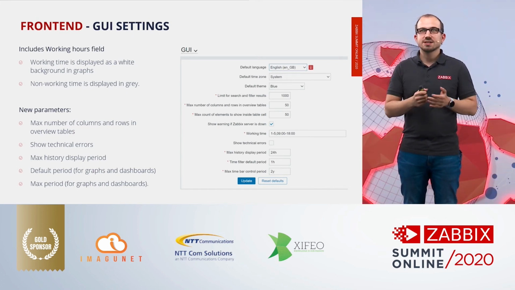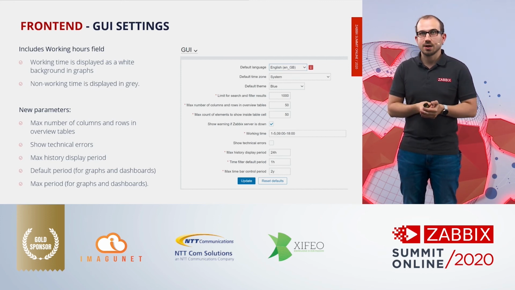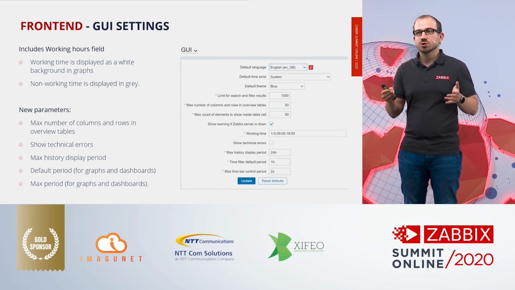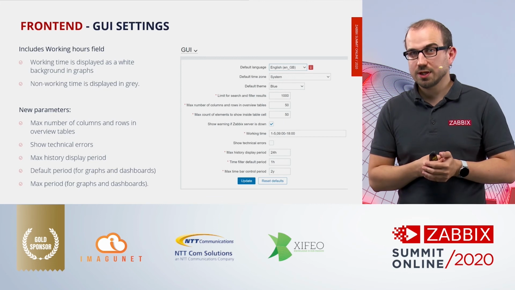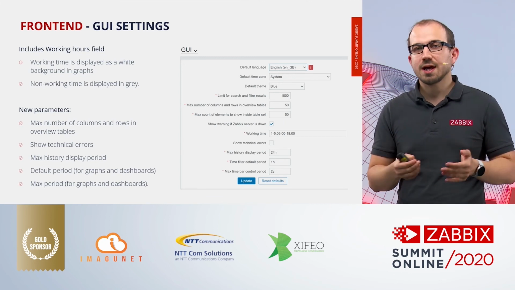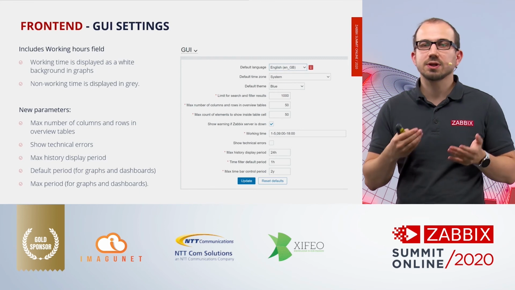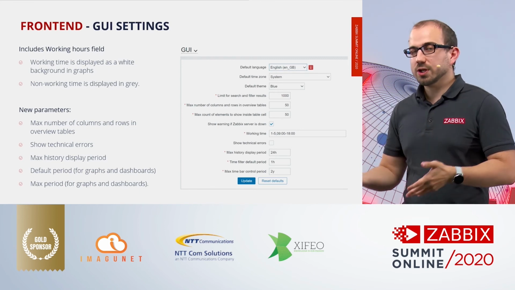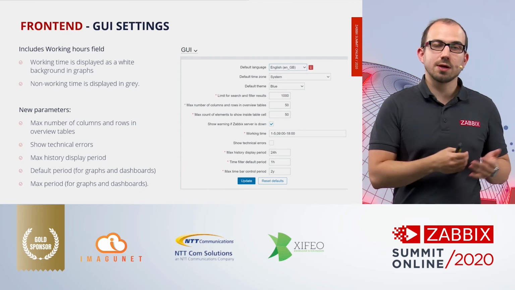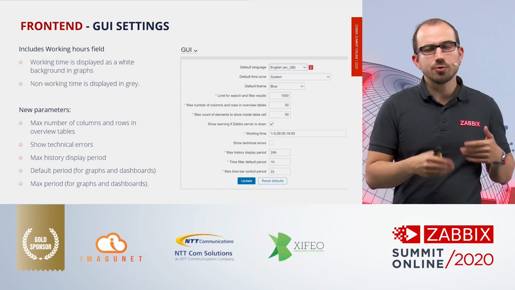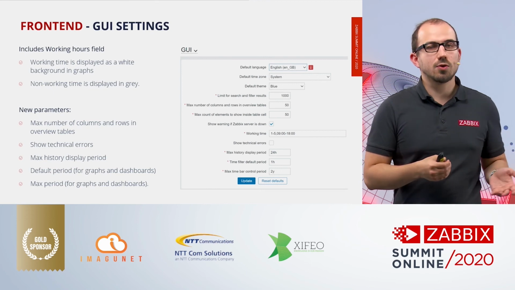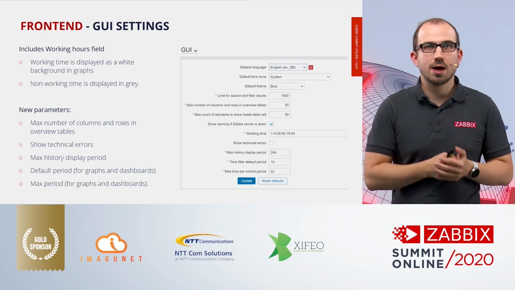So, front end GUI settings were changed, and they do have more options now. Working time, which was previously a separate submenu, is now in the GUI settings. In case you didn't know what working time is, let me break it to you. Working time is displayed as a white background in the graphs, and non-working time is displayed in gray, so you can more easily understand how your environment is loaded in the working hours and in non-working hours.